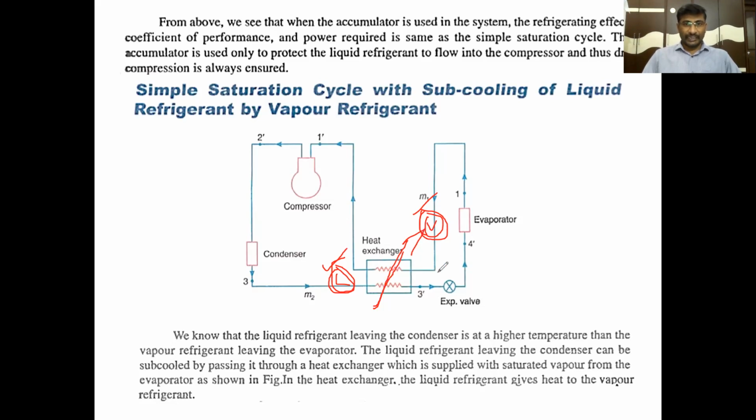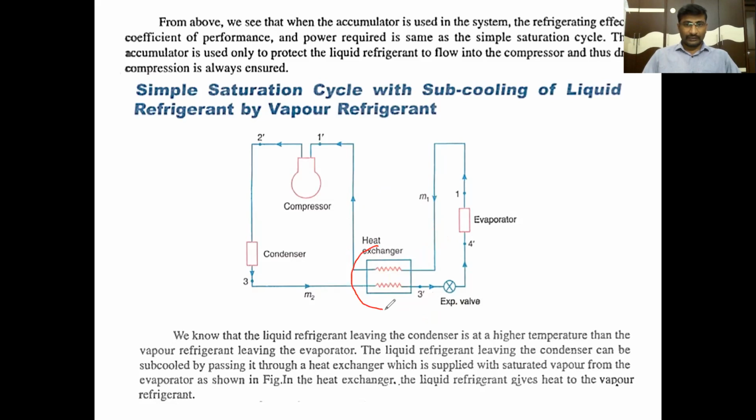It absorbs the heat, and the vapor refrigerant coming from the evaporator will be sent to the heat exchanger. Here, the heat is absorbed by the vapor refrigerant. But after absorbing the heat, it becomes a superheated vapor. It becomes superheated vapor after the heat exchanger, and this liquid is a subcooled liquid after the heat exchanger. So heat is exchanged between these two in the heat exchanger. After superheating, the vapor refrigerant is again sent to the compressor, and the cycle repeats. So this is the process.